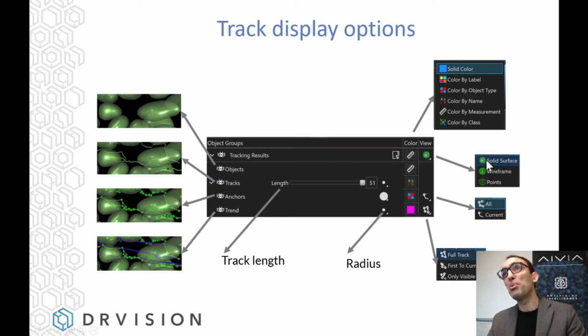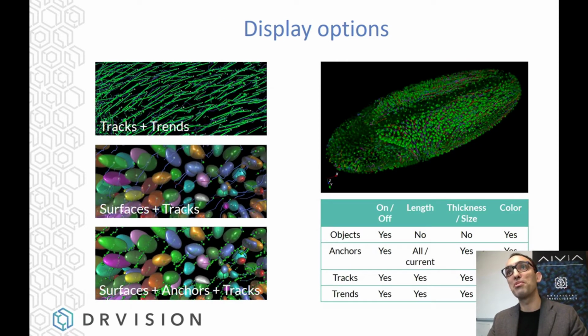The meshes themselves can be rendered as solid surfaces, wireframe, or points. And the anchors, you can have all of them visible for the current number of track points that you're displaying, or just the current one, so that shows us the one in front. For the trends, you can have the full track, first to current, or just the ones that are currently visible. So you have all of those options, and we think that this covers pretty much everything that you might want to do in terms of track display.